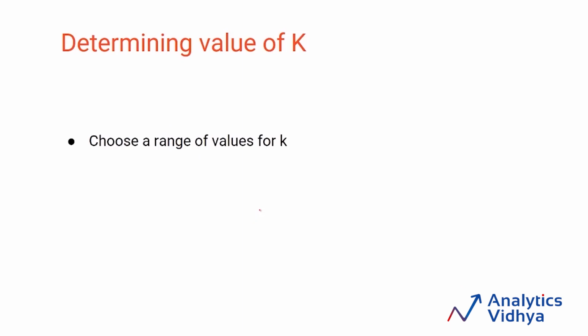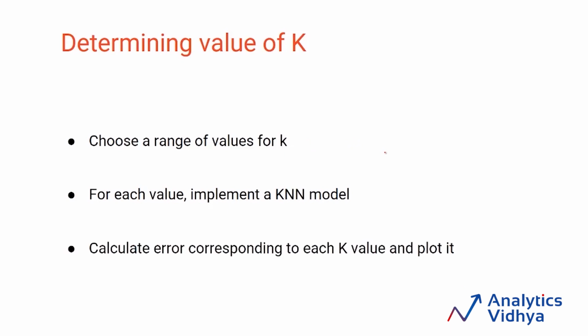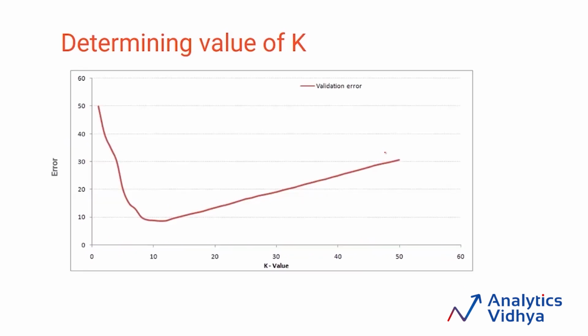Firstly, we'll select a range of k values. Now note that the minimum value of k can be 1 and the maximum can be the number of data points that the dataset has. Secondly, we'll implement the KNN model for every value of k in the range we just selected. After that, we calculate the error generated by the model for every value of k and plot it. The plot would look something like this. Here we have the range of k values on the x-axis and the error on the y-axis. So looking at this graph, we select the value of k which has the minimum error, which here comes out to be approximately 10. Since this graph has a shape similar to an elbow, it is often known as the elbow curve. And this is used to select the right value of k.